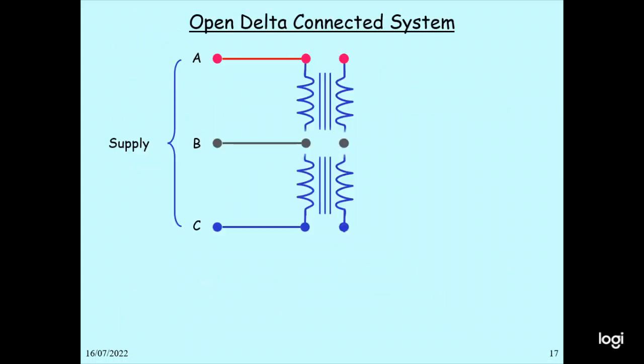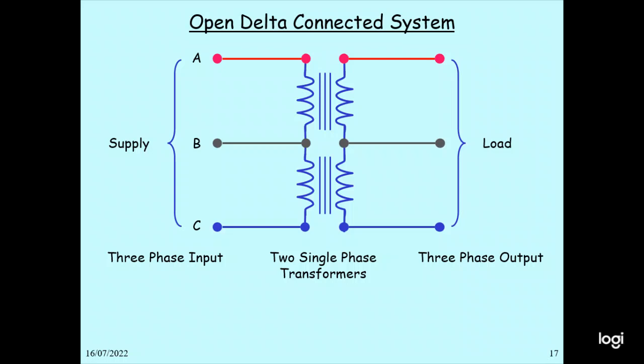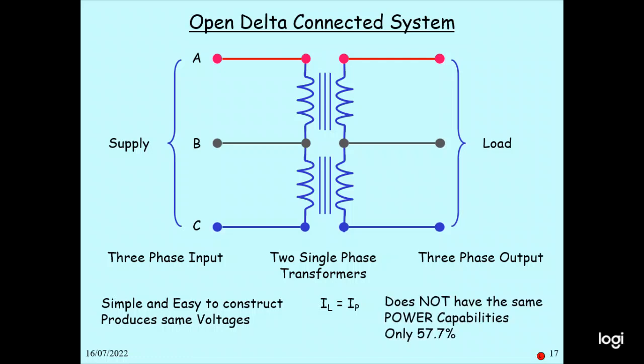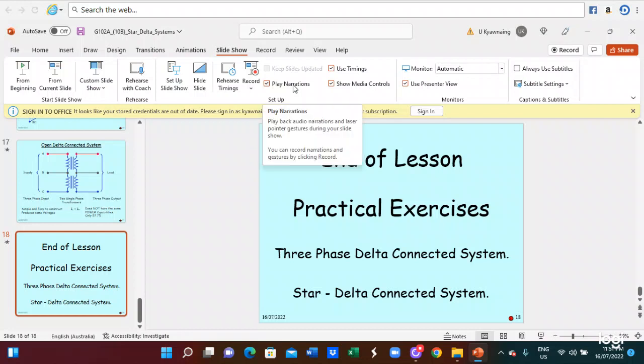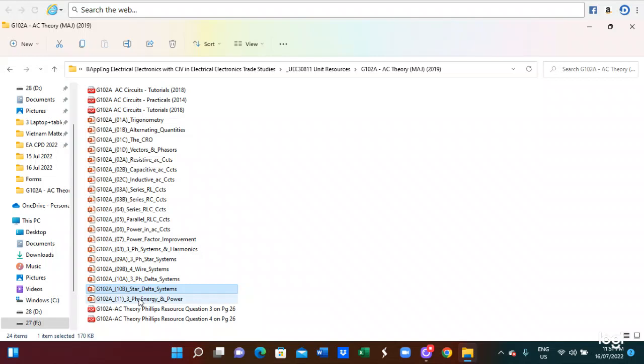The open delta connection. So this is the supply and there is a load connection here. In this case, the three-phase input equals two single-phase transformers and a three-phase output. It is simple and easy to construct the phase and line voltage. In this case, IA equal to ID. It does not have the same power capability. They only get 57.7%. The last one, three-phase energy and power.